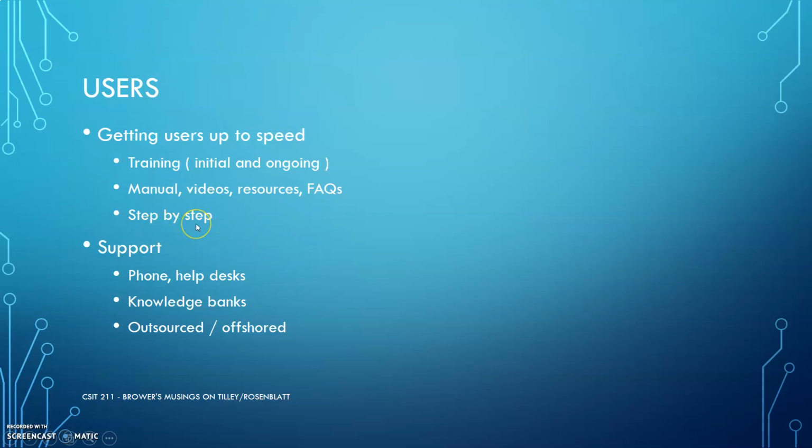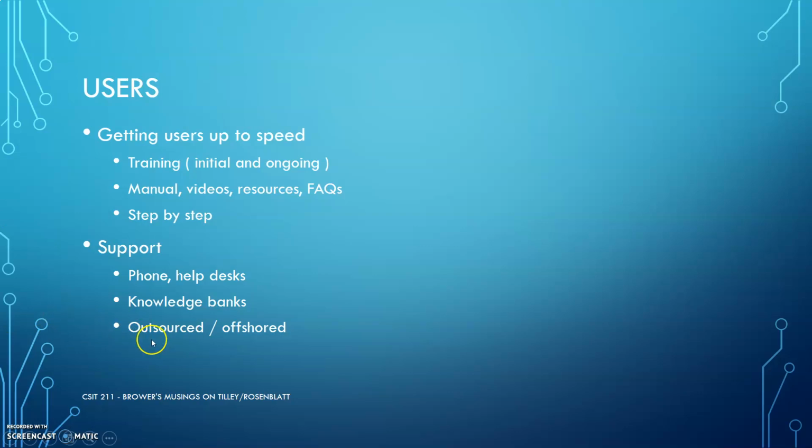And the step-by-step is, if there is a process through the system that requires multiple stages or multiple screens, it would help that the users can see how they go from one step to another to get through the process. Now, the support staff, one is they answer via the phone, and sometimes we'll have help desks that would be answering questions about a system. We'll maintain it along the way.